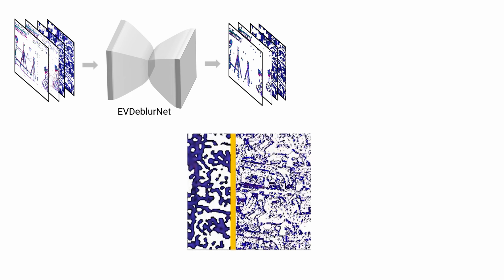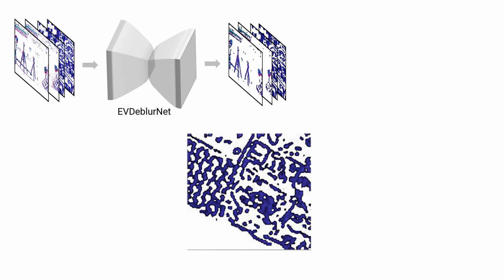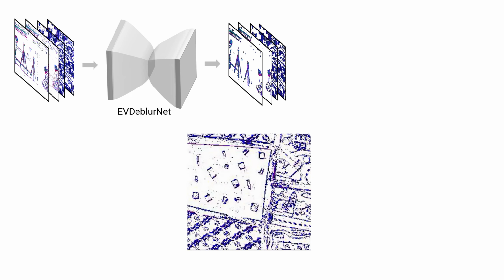So the first step is we denoise the input event frames, which is learned through a self-supervised approach, and this is what the output looks like. This is the input, which is noisy and has a lot of dots, and after denoising, it cleans up the dots, and it basically connects all the dots together.